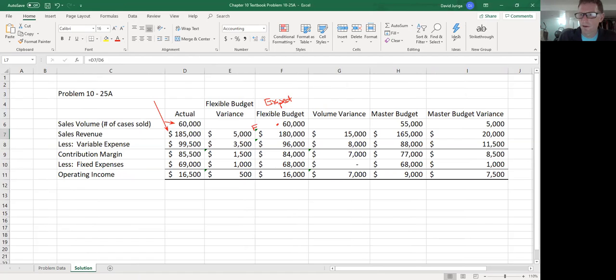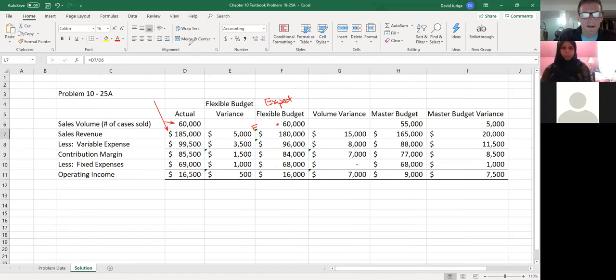Now let's look at the variable cost row. Our variable cost at the flexible budget was 96,000. The actual results say 99.5. So here's the question: this 3,500, guys, are we going to say that is favorable, or unfavorable? What do you think? Unfavorable, right? Yeah, because we're over budget. In this case, the flexible budget said we expected to spend $96,000 on our variable cost. Actual says we actually spent 99.5.